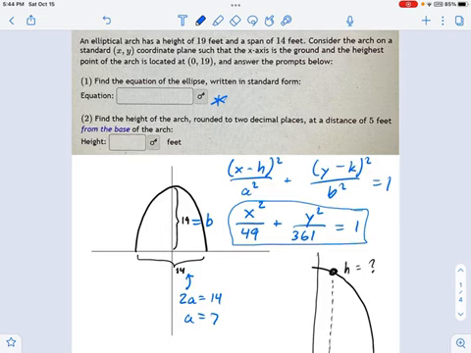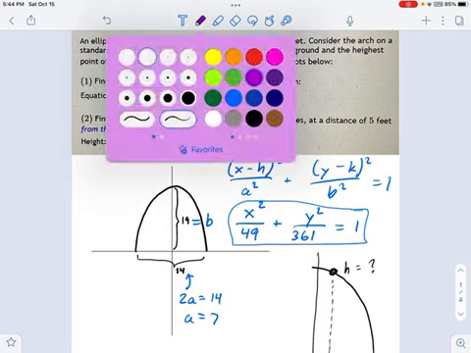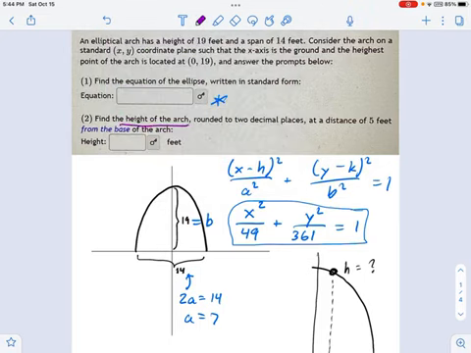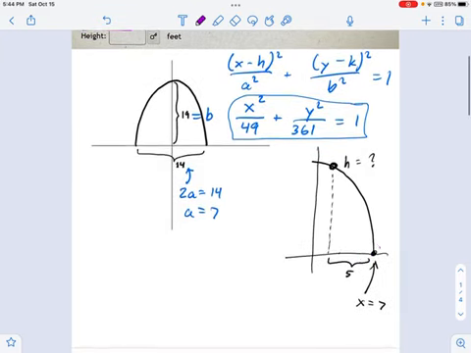Now, the next part is to find the height of the arch. Let me switch colors so we keep track. Find the height of the arch, rounded, and here's the important part, at a distance of 5 feet from the base. I want you to keep your eye on that description and think about what that means. The base of the arch is where it touches the ground, okay? We're talking over here. So 5 feet from that base, that's pretty close to the center. We're actually only 2 feet from the center right here, okay? So this is going to be x equals 2 at that location.